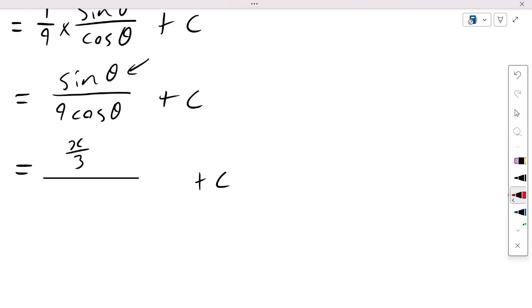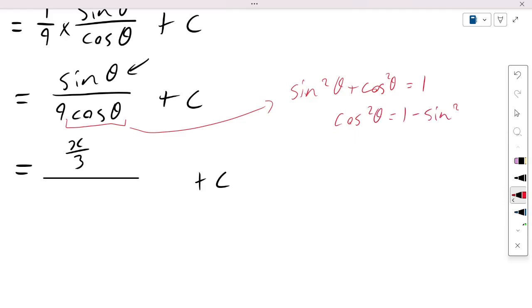Now, let's look at this. Cosine of theta. What else can we write it as? Let's just refer to sine square theta plus cosine square theta is equal to 1. Then we're going to try and make cosine square theta the subject of the formula, so that we have cosine square theta equal to 1 minus sine square theta.